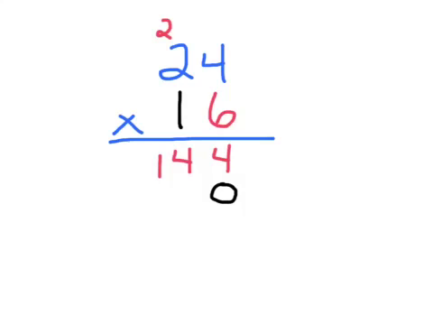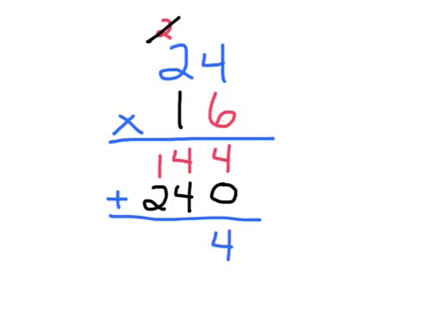Now I can multiply 24 times 1. Well, 1 times 4 is 4. And then 1 times 2 is 2. All I need to do now is add those partial products. 4, 8, 3. I get 384 as my answer. Now that we know that answer, let's take a look at the non-traditional methods of multiplication using the same problem.